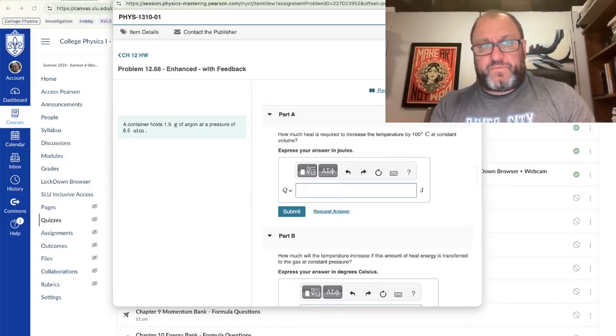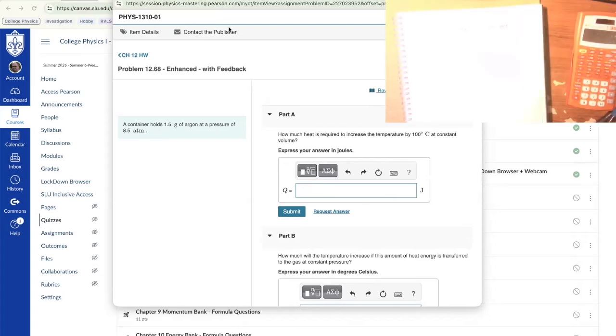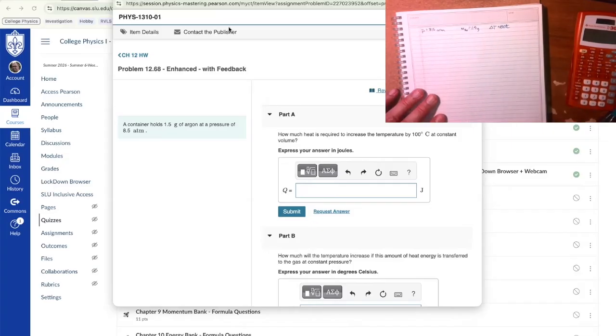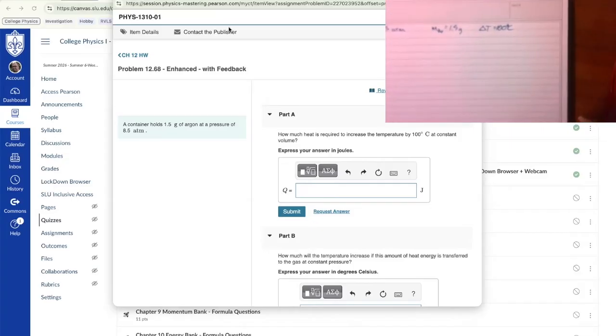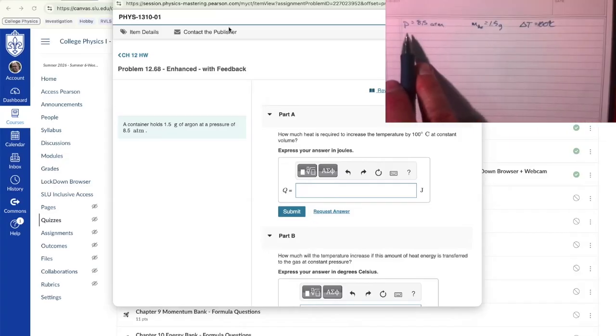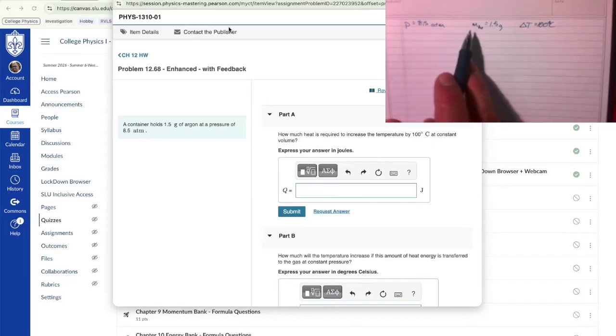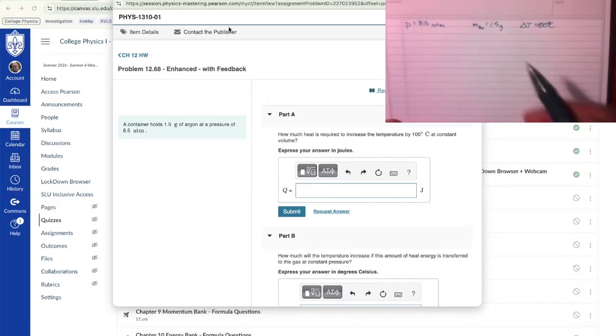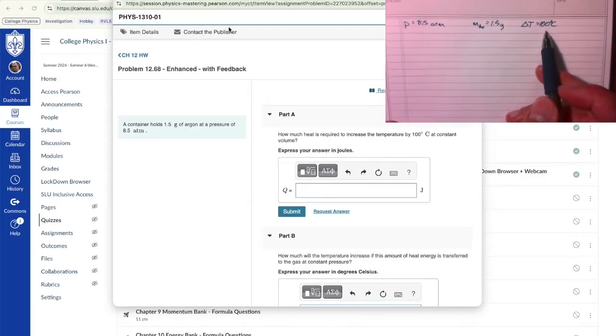So let me show you what I have written down. Here's what we know so far. We know the pressure, which is 8.5 atmospheres. We know the mass of the air, 1.5 grams. And we know delta T, which is 100 degrees Celsius.